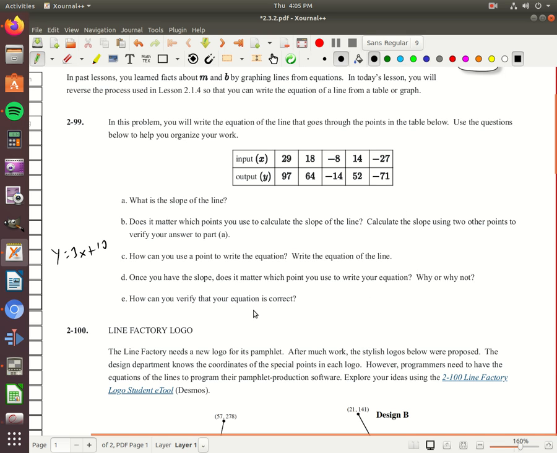How can you verify that the equation is correct? Well, in theory, any of these points I plug in should give you the correct answer. So let's plug in this. Negative 14 for the y should equal 3 times negative 8 plus 10. Negative 14 should equal negative 24 plus 10. And it does. So again, that would be the case on any of these points. They would all satisfy this equation the same way.